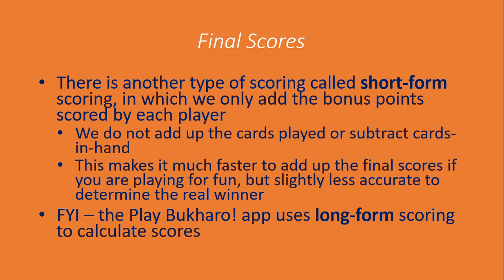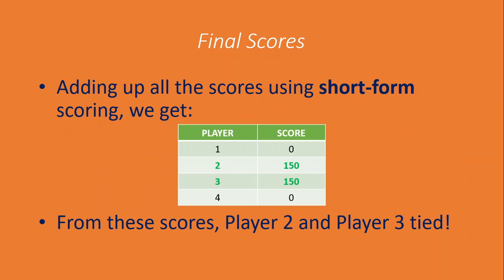All right. So anyway, going back to short form scoring, now we're taking away the cards in hand and the cards played points. So this is only bonuses. And if you remember, player 1 and player 4 did not score any bonuses in the game, and both player 2 and player 3 got a 7 to net 13 card run, unnatural, and one of them collected Bukharo and one of them finished. So player 2 and player 3 both got 150 points in bonus.